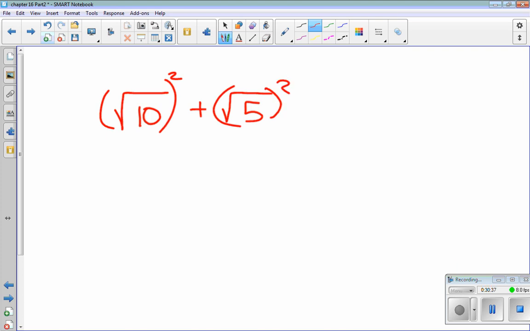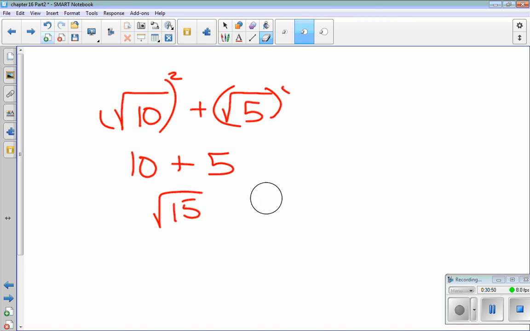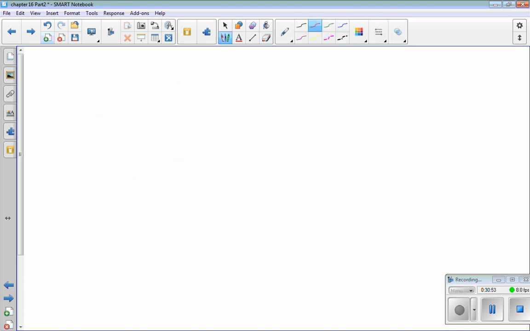So in order to combine these, we actually have to work with the variances. Oh, sorry, 10 plus 5. Add them together and then take the square root. What is the square root of 10 plus the square root of 5?